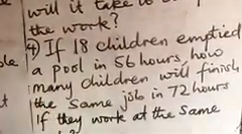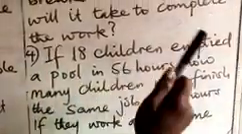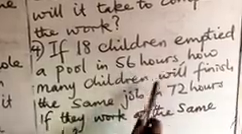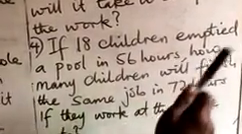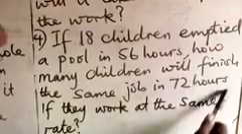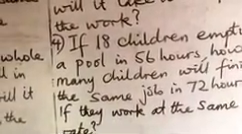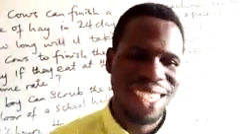Then the last question. If 18 children emptied a pool in 56 hours, how many children will finish the same job in 72 hours if they work at the same rate?